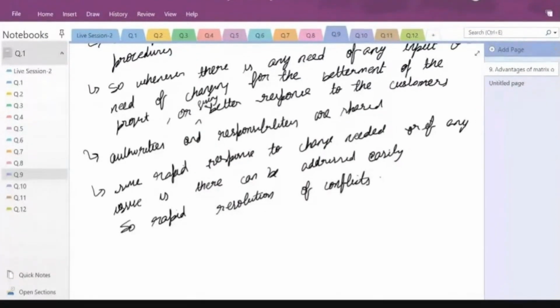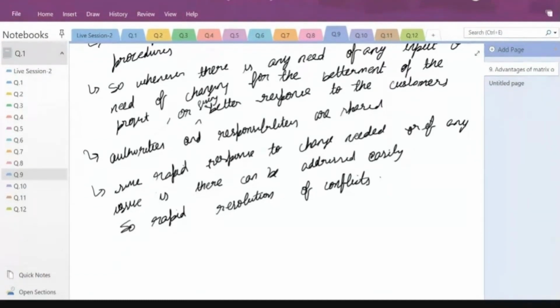So it's pretty clear. Just to briefly discuss, in each project we'll have independent policies and procedures. So obviously in line with the vision or mission of the organization, each project is independent in terms of the policies and the procedures. So whenever there is need of any input or need of changing for the betterment of the project or for giving a better response to the customers, we follow this matrix organizational structure.